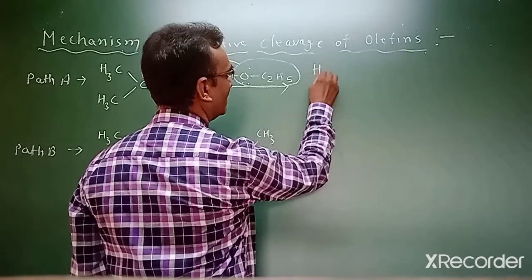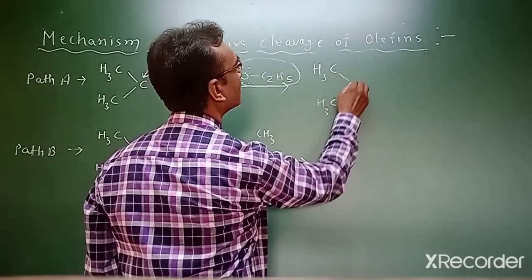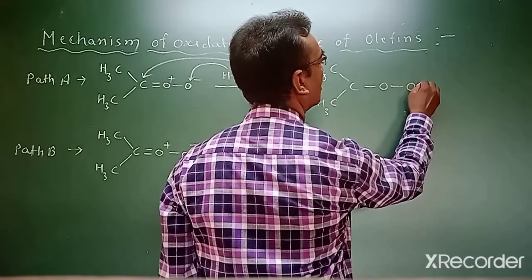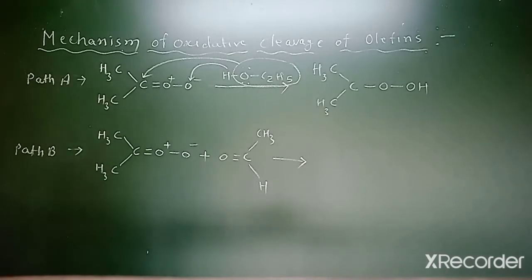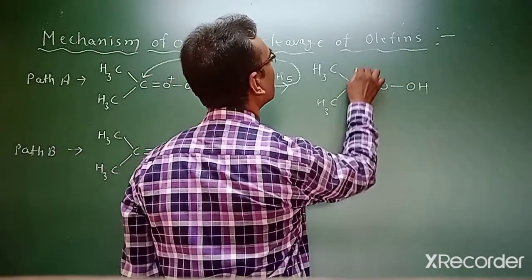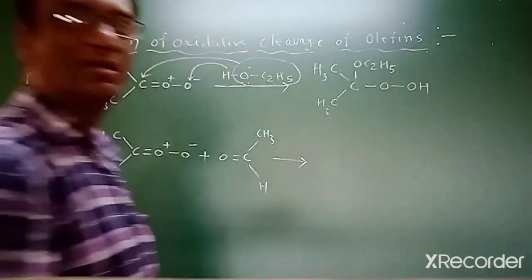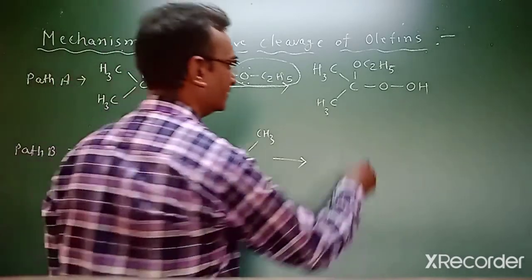Now how does the reaction take place? Let us see. CH3C, to this oxygen, hydrogen gets bonded, and to the carbon, this O(C2H5) gets bonded with the help of a pair of electrons. In such a way, there is formation of peroxide.